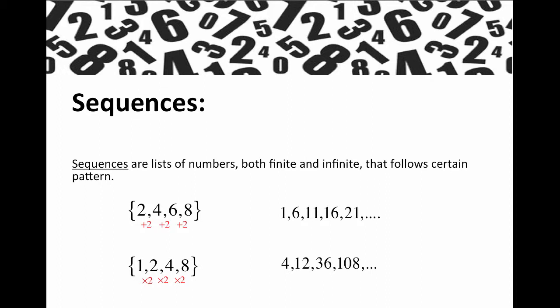This sequence, each term is being added by 5 to get the term after it. The sequence below that, each term is being multiplied by 3 to get the next term. So just to reiterate, a sequence is a list of numbers with a rule or a pattern that it follows.